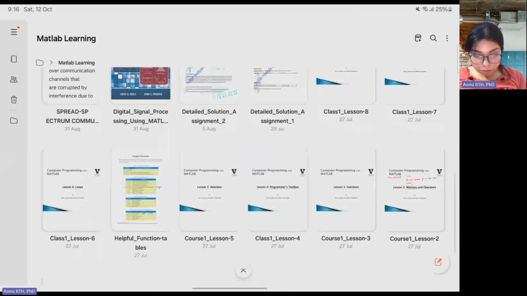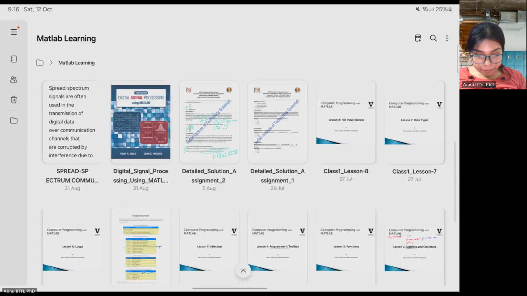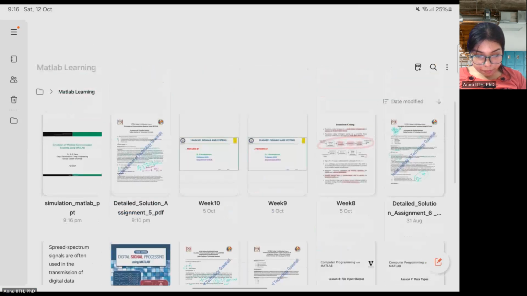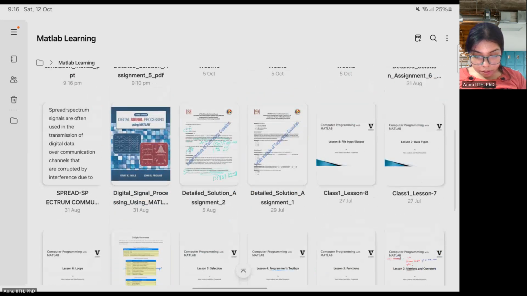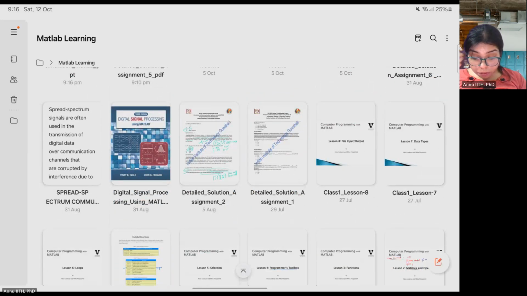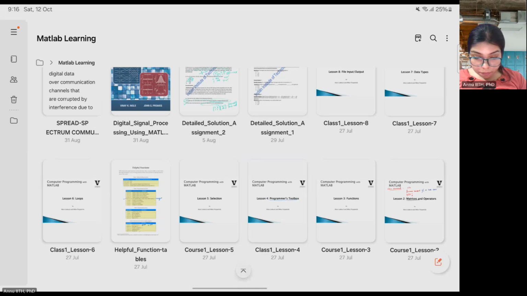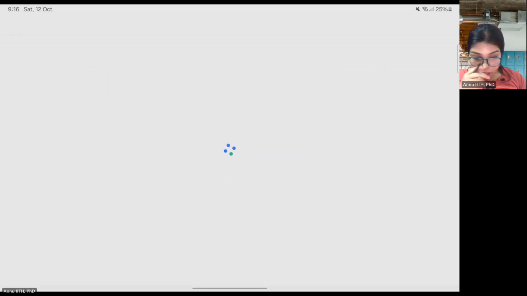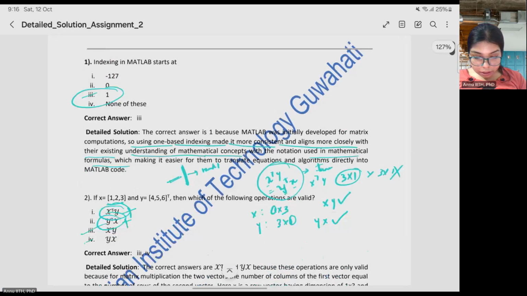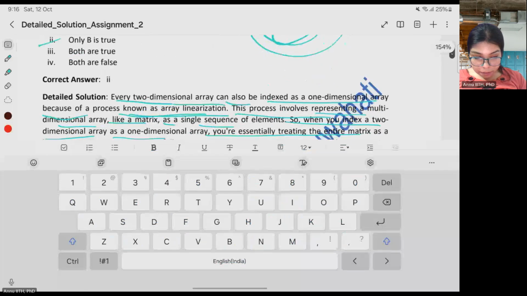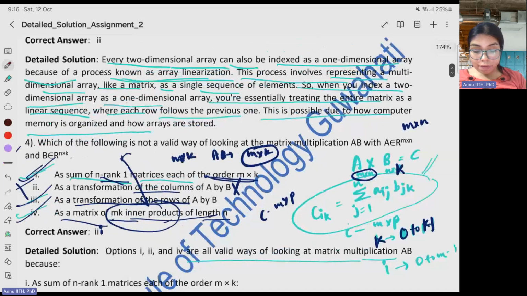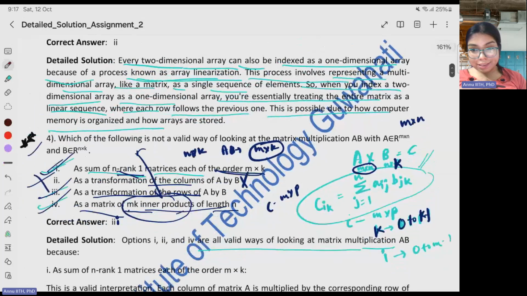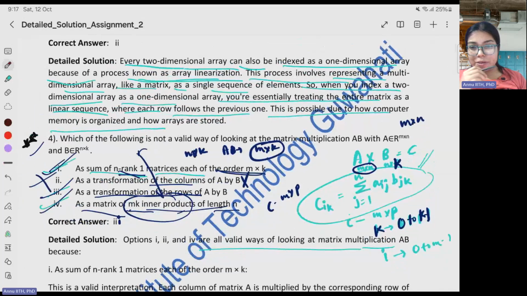I don't have it here. I have to note that. Okay, leave week 8. There was a question from this part. Which of the following is not a valid way of looking at the matrix multiplication? Did you ever see what is matrix multiplication?